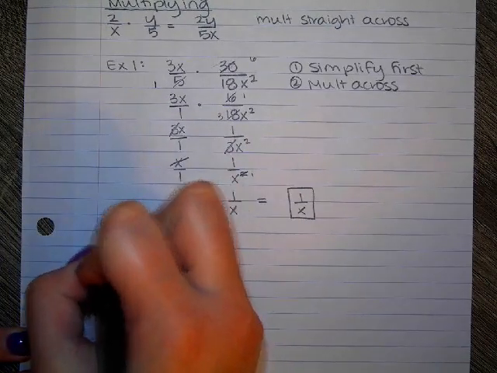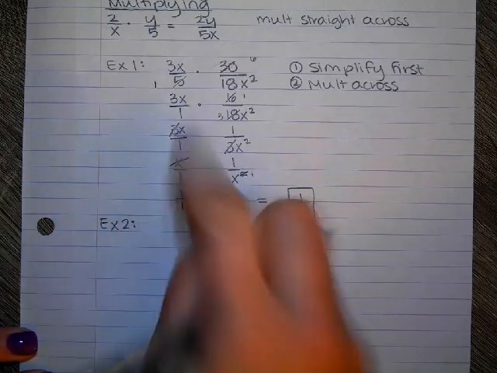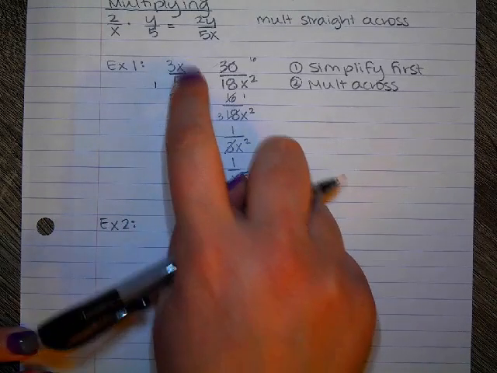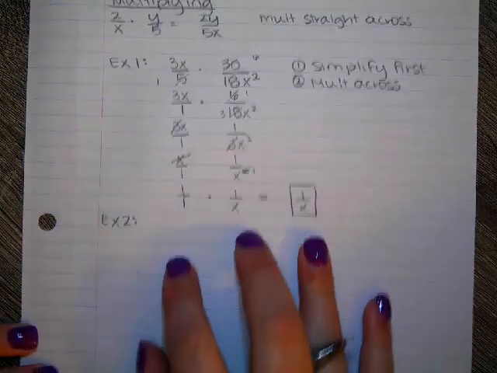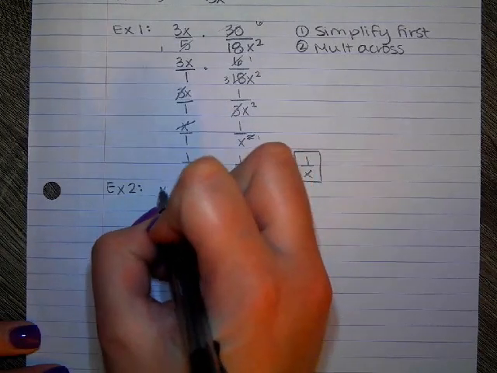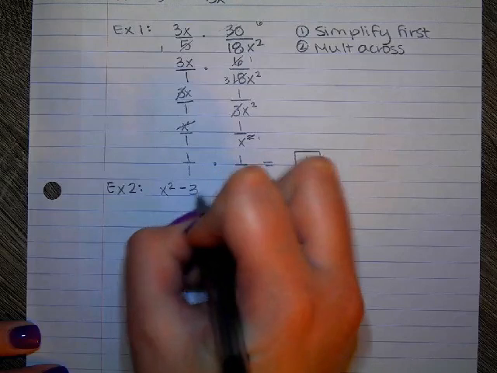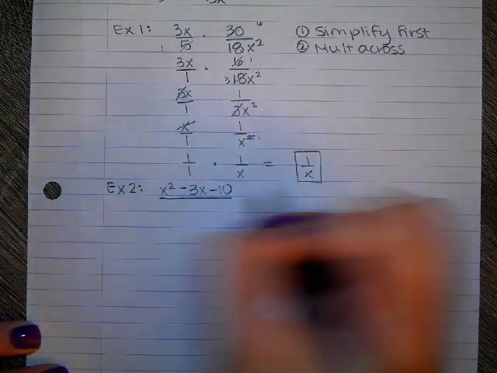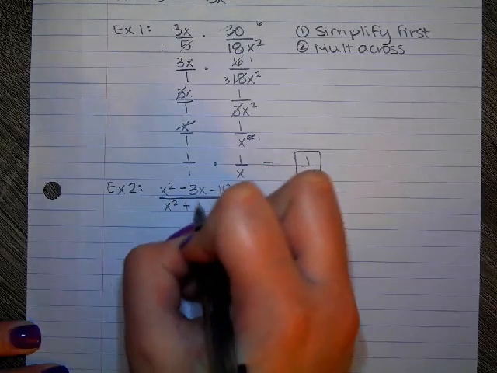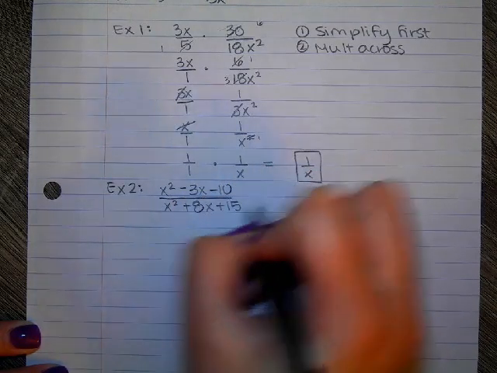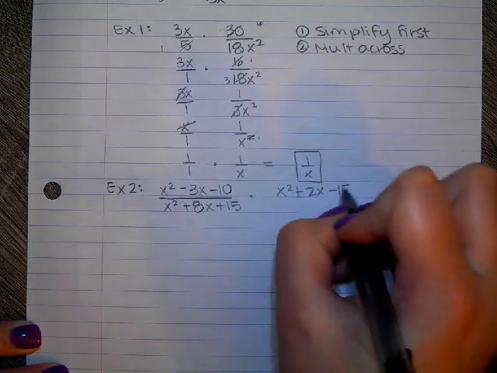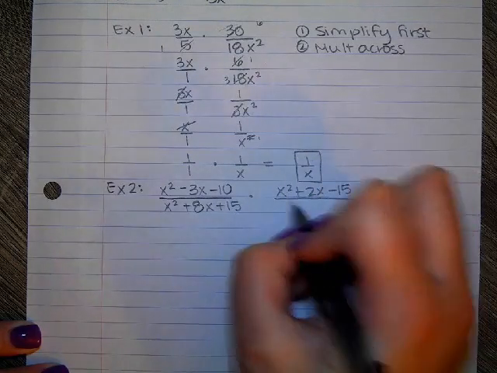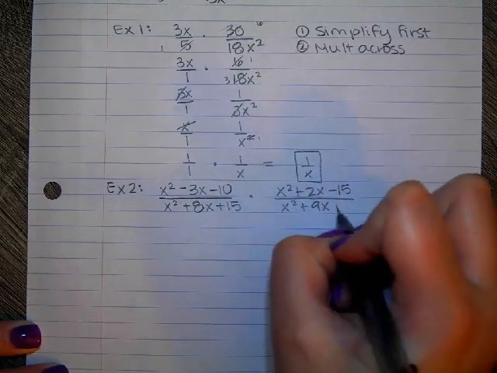All right, example 2. So this was if you were multiplying monomials, monomial over monomial times monomial over monomial. Here we're going to talk about trinomials and binomials and that sort of thing. So if I had x squared minus 3x minus 10 over x squared plus 8x plus 15 times x squared plus 2x minus 15 over x squared plus 9x plus 14.